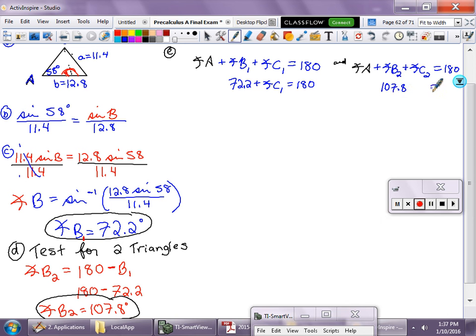Okay, we don't know what this is. So here we go, back to black. And this is our given angle, which has to remain constant in both. Okay, so angle C1, and this is going to be plus angle C2. Angle C1 is going to equal 180 minus the sum of these. You could put that in parentheses, 58.